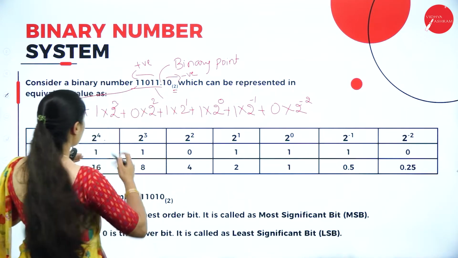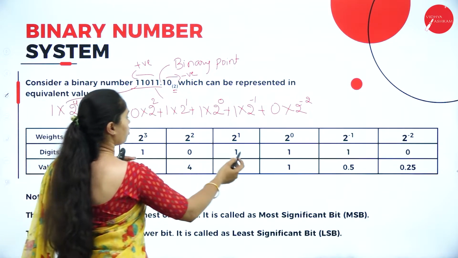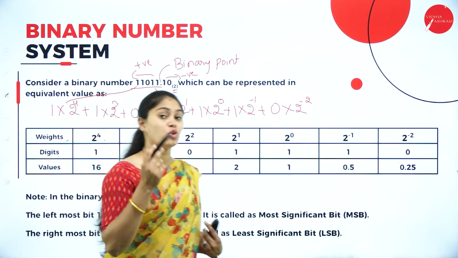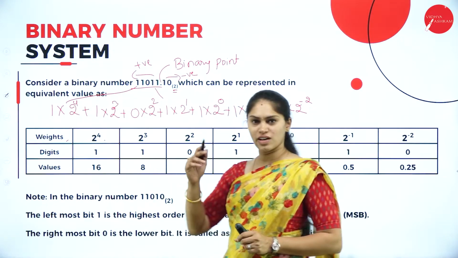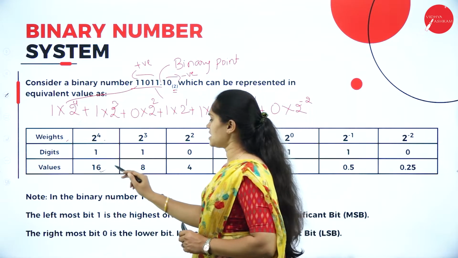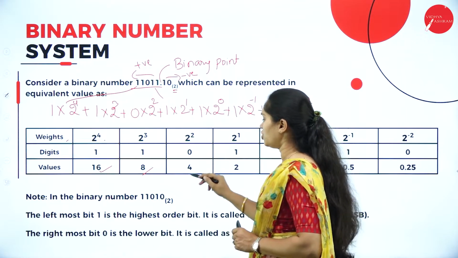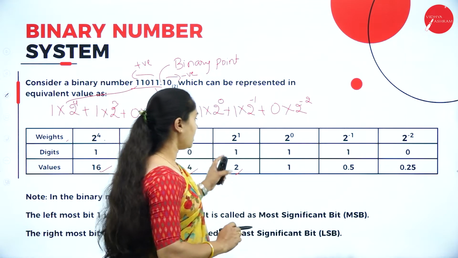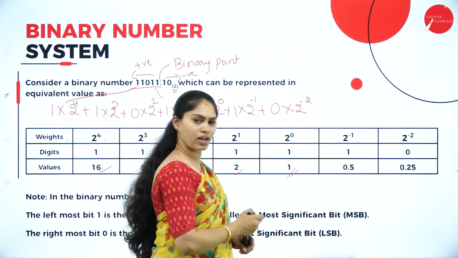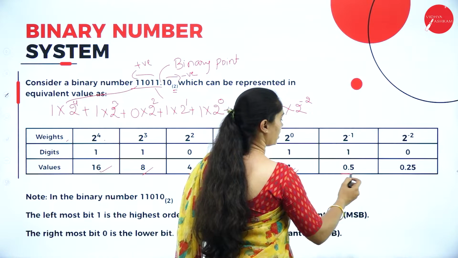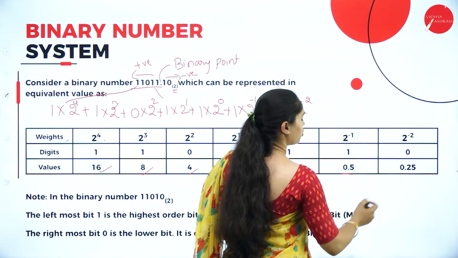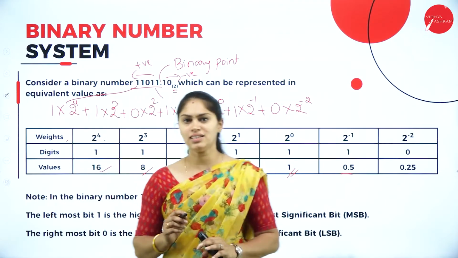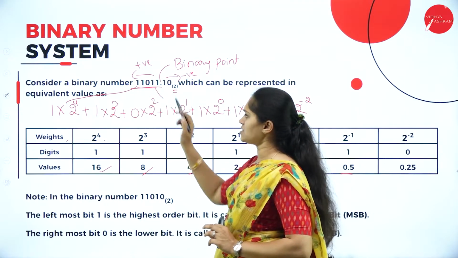And the digits are 1, 1, 0, 1, 1, 1, 0. Okay, then what is 2 power 4? 2 into 2 into 2 into 2. Two 2s are 4, four 2s are 8, eight 2s are 16. Then 2 power 3 is 8, 2 power 2 is 4 and 2 power 1 is 2. And any number with power 0 is always 1. Fine. Then 2 power minus 1 is 0.5 and 2 power minus 2 is 0.25. So if we add all these things, we get this number.